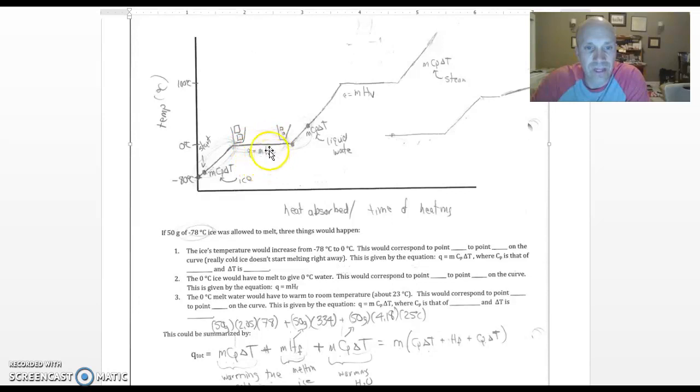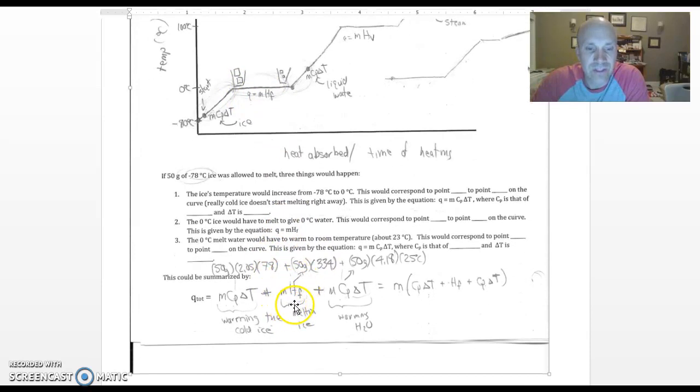And the equation for that is Q equals mHf. Remember, you can use Q equals mHf for both melting, which would go from left to right here, or for freezing, which goes from right to left. So that's what this part is right here. That's the amount of heat that ice would have to absorb to just do the melting part.